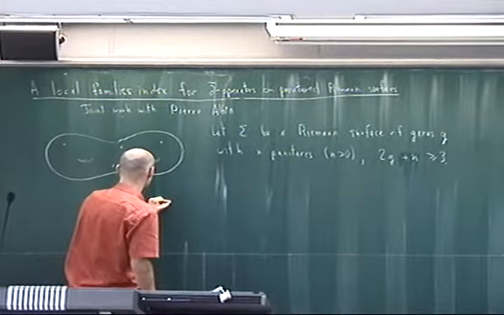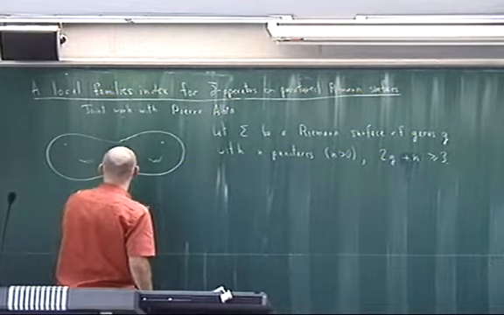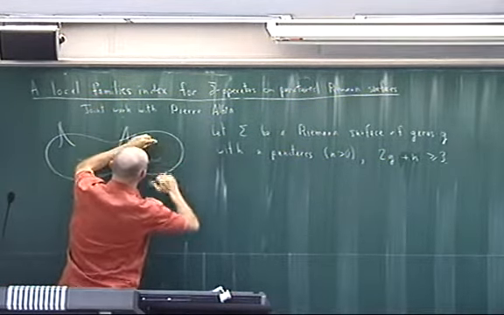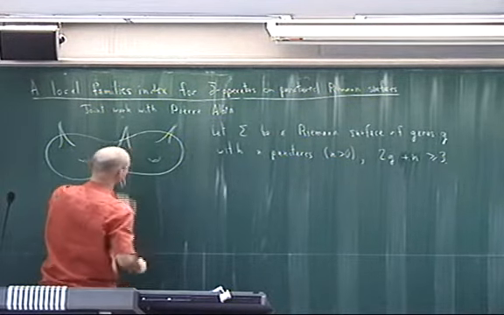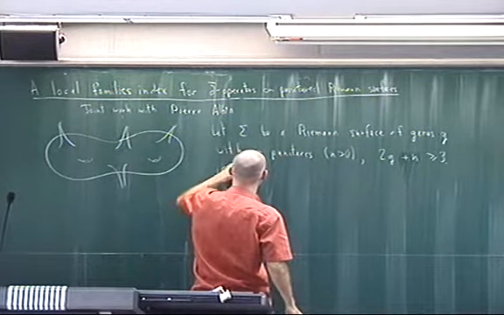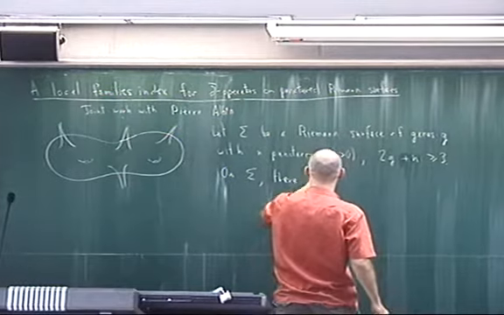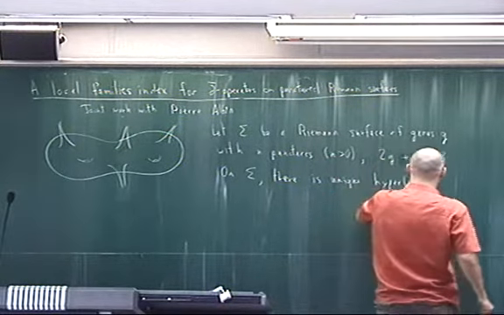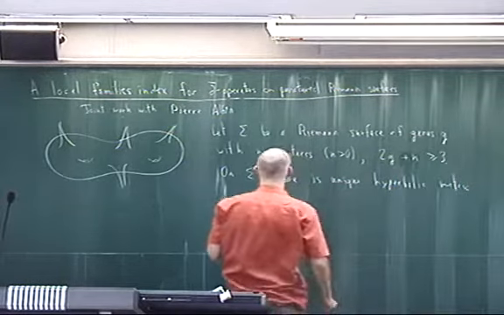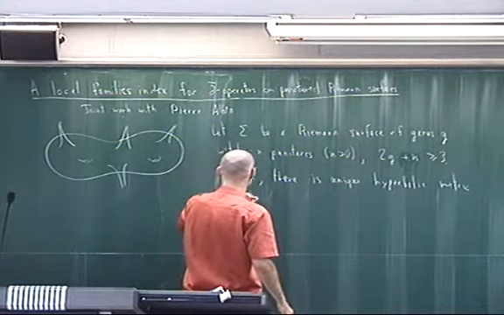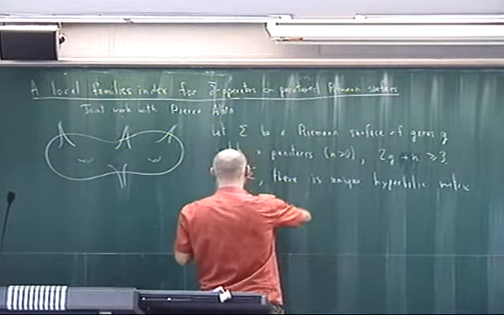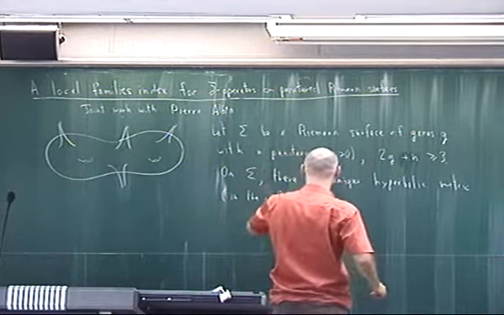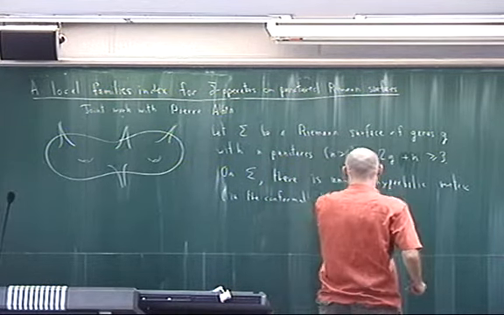So we can put a metric so that near a puncture the metric will look like a cusp. So on sigma there is a unique hyperbolic metric in the conformal class of the complex structure.